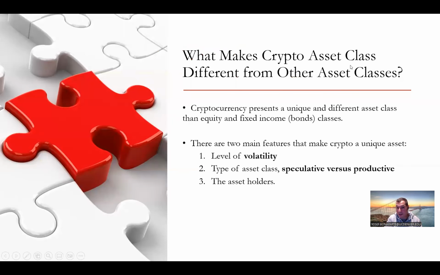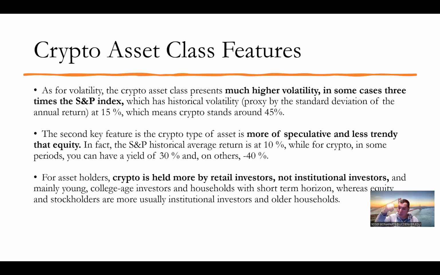What makes the crypto asset class different from equity and other asset classes? First is volatility. Second, it's a speculative asset. The third is the asset holders who own crypto. As for volatility, crypto is very volatile. They move a lot, so that could be good for trading opportunities.